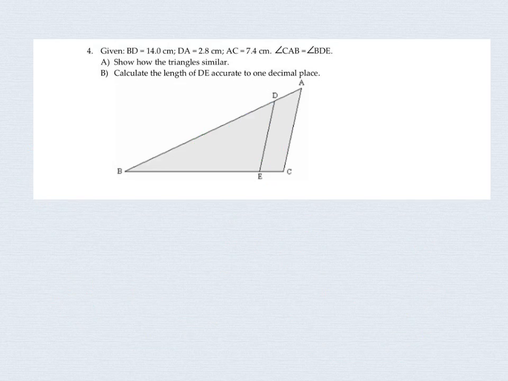Okay, let's do question number 4. This is a fun one. BD is 14.0 centimeters. DA is 2.8 centimeters. AC is 7.4 centimeters. And we're told that angle CAB is equal to angle BDE. Let's talk that through. Angle CAB, which is here in the upper right-hand corner, is equal to angle BDE, that one there.